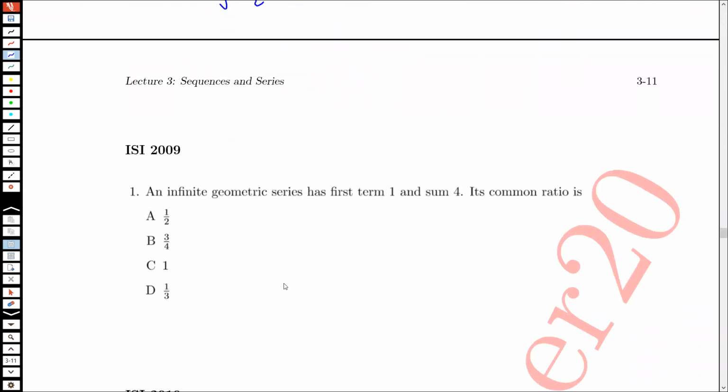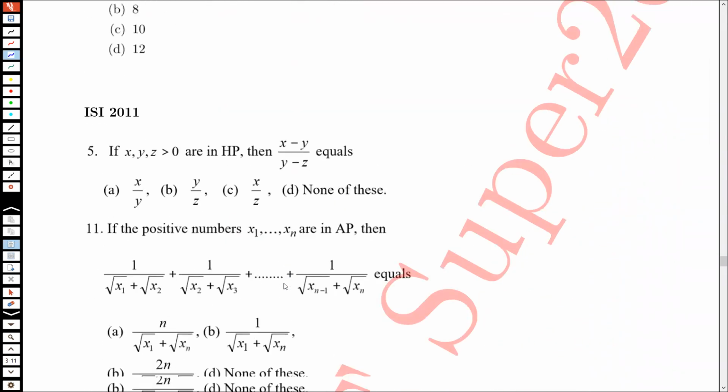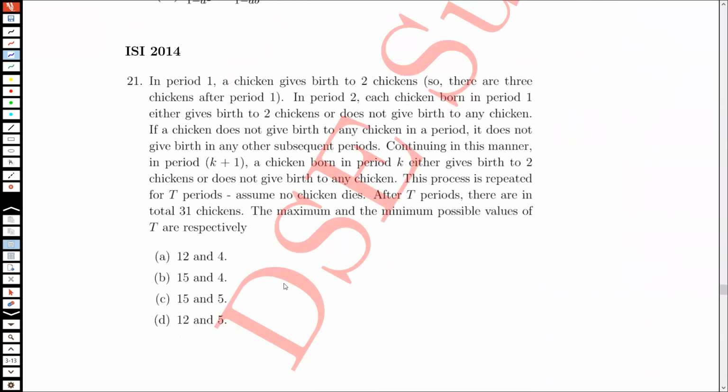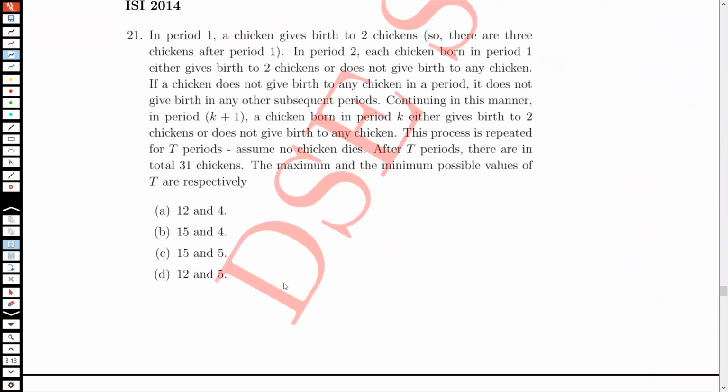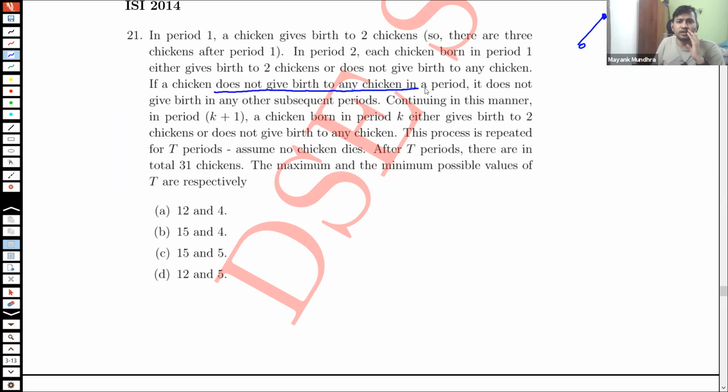So ISI 2014 first question. This is question number 21. In period 1, a chicken gives birth to 2 chickens. So there are 3 chickens. So this is T equals 1. Period 1, there was one chicken who gave birth to two chickens. In period 2, each chicken born in period 1 either gives birth to two chickens or does not give birth to any chicken. If a chicken does not give birth to any chicken in a period, it does not give birth in any subsequent period.